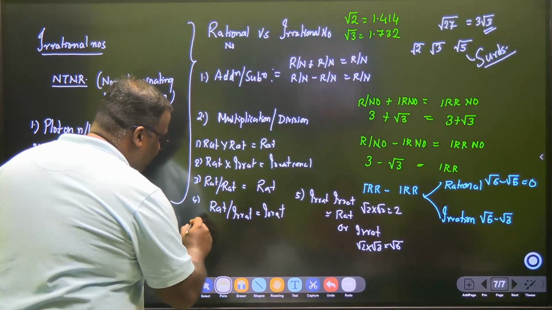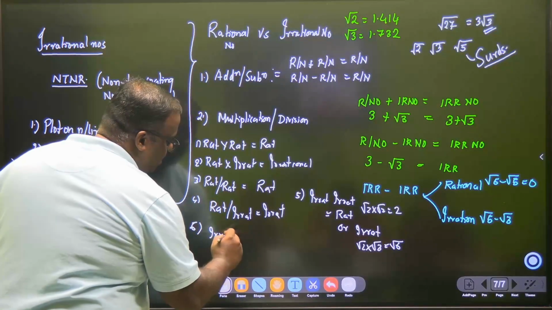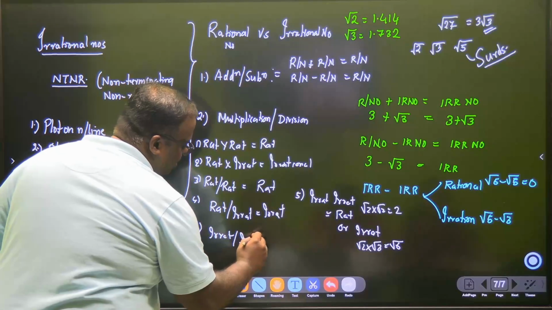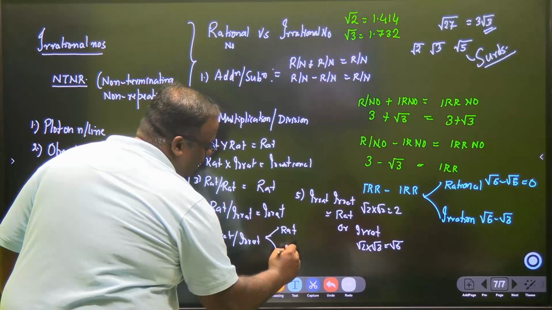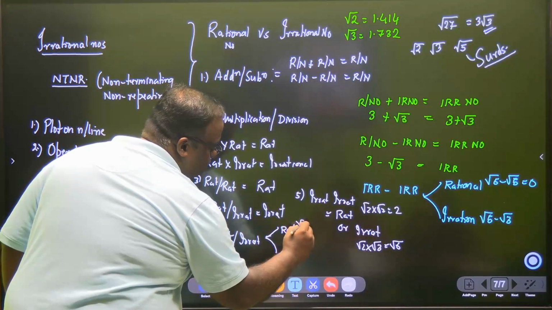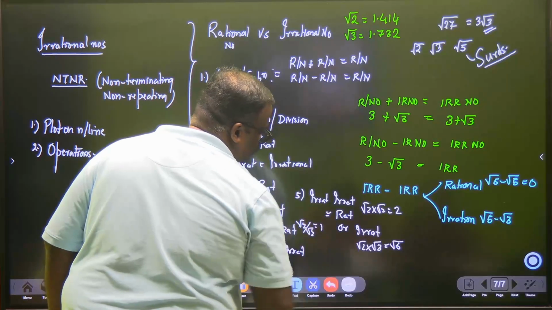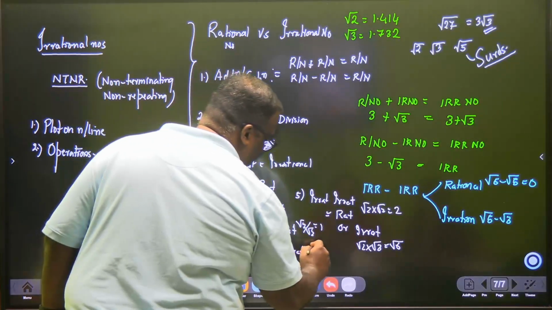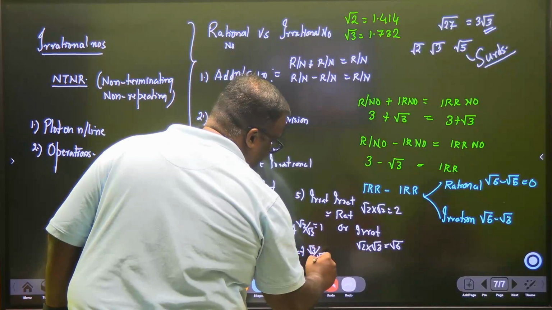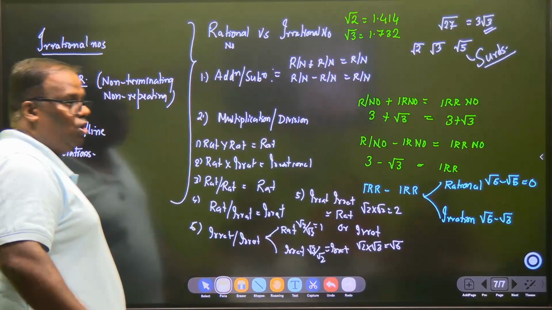Then number 6 is irrational divided by irrational. You can get two things, rational or irrational. Root 2 by root 2 is 1, whereas root 2 by root 3, root 3 by root 2 is irrational. Is this understood? We'll stop here today.